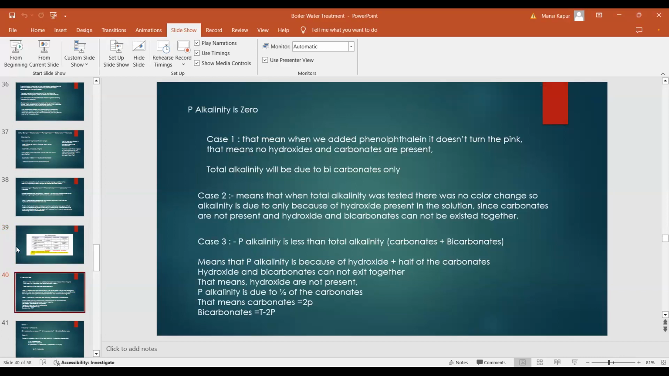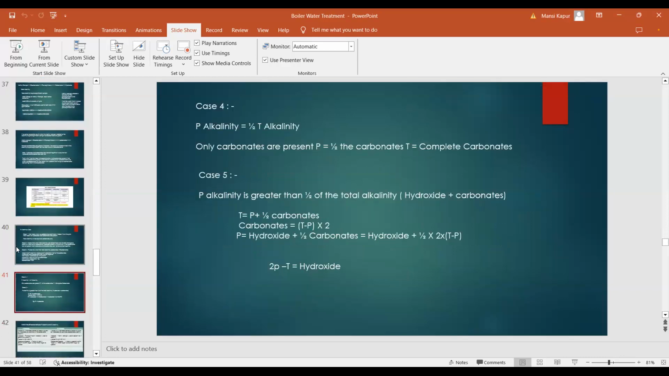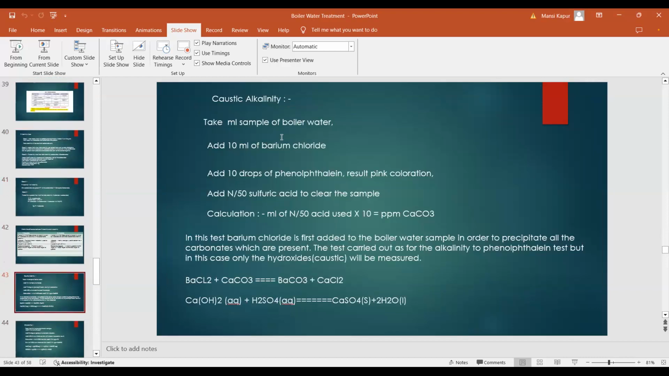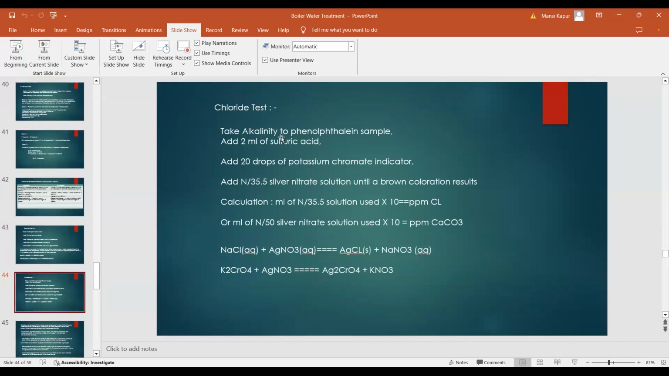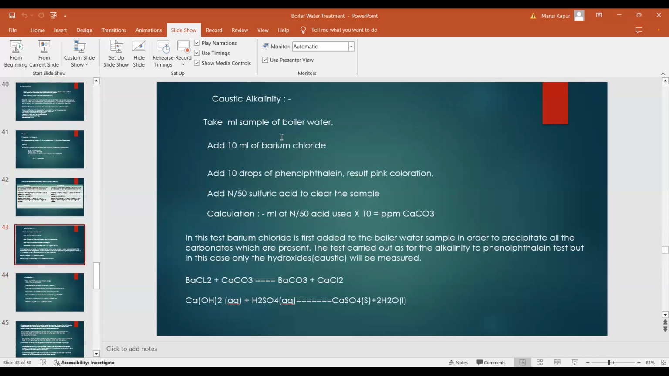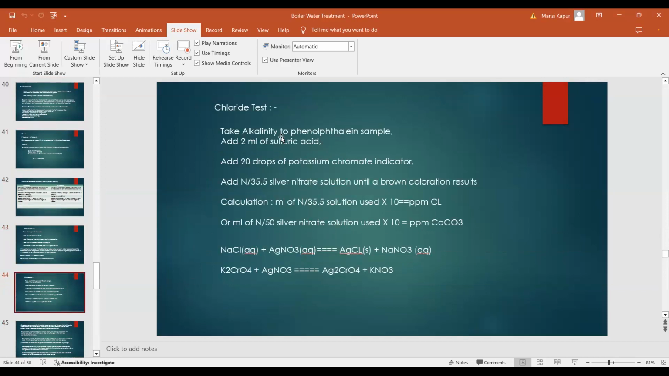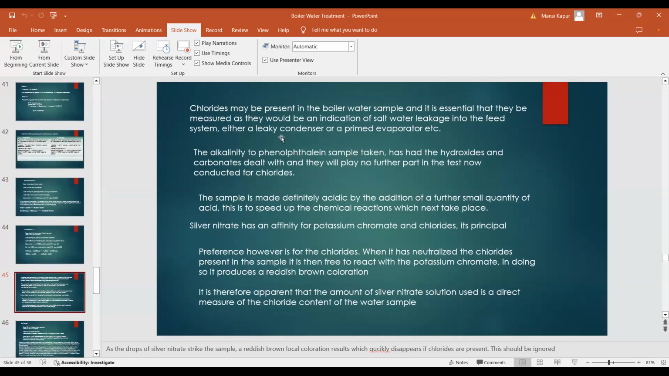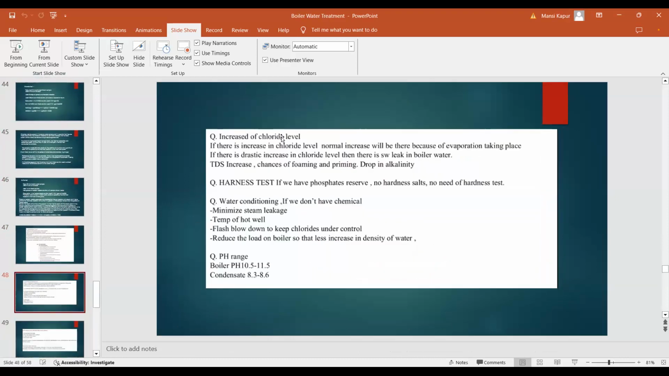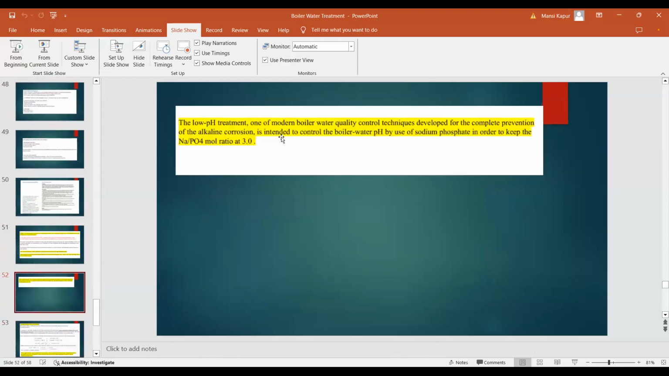What will happen when P alkalinity is 0? He asked why P alkalinity should be equal to half of T alkalinity. He is asking all those things. Then we are going to study all these. Caustic alkalinity, we are going to study the test. Chloride test, sulfide test, phosphate test. We are going to study all this tomorrow.